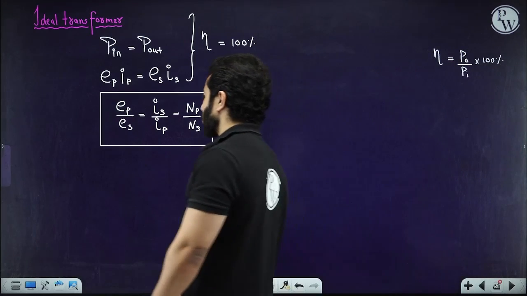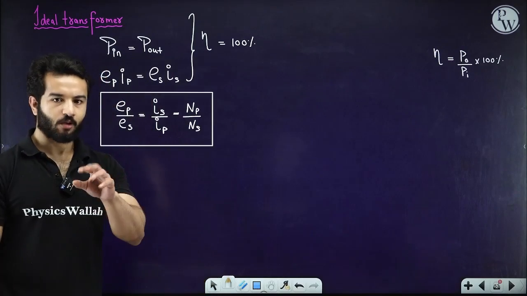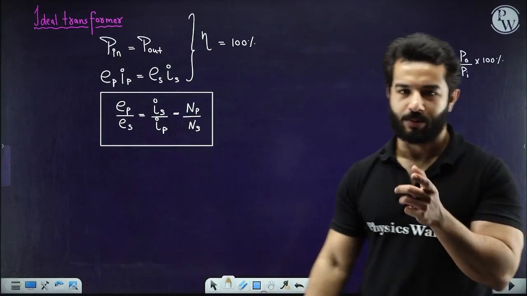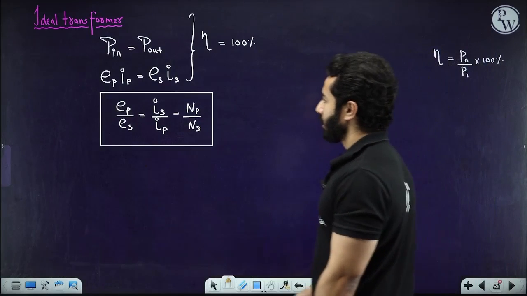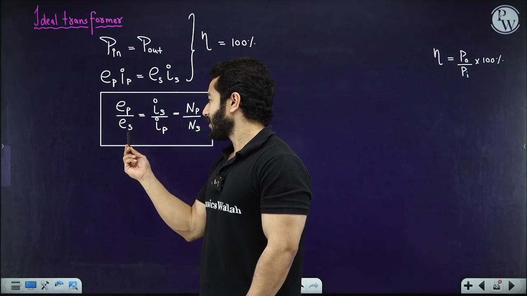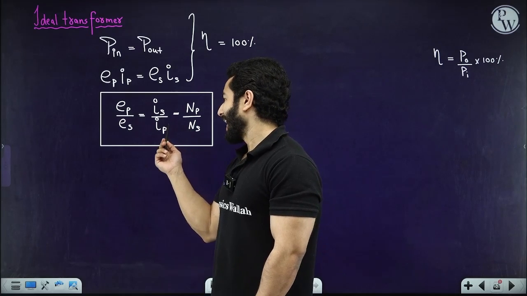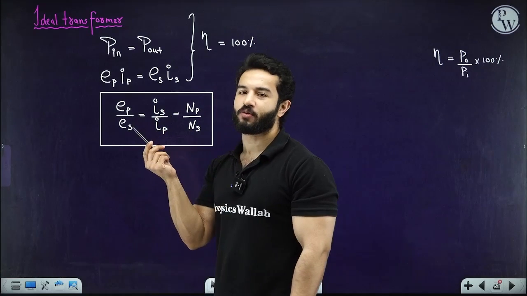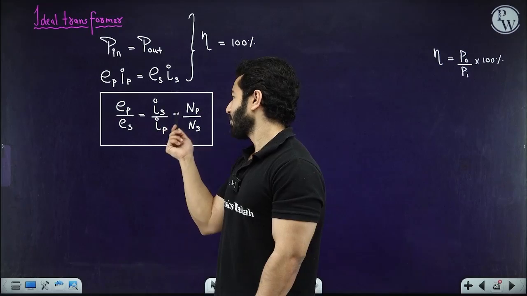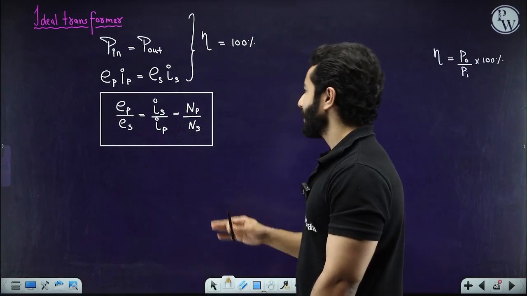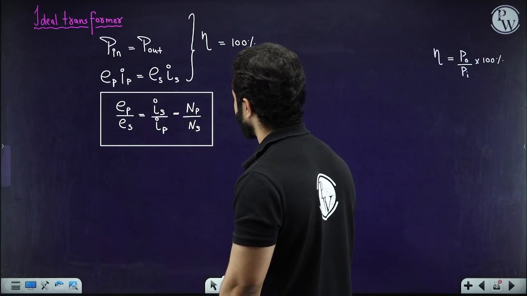right? So if you want the voltage to step up, if you want Es to be greater, then increase the number of turns in the secondary coil, and that will decrease Is. That's what we have talked about, right? So that will decrease the current through the secondary coil. So this is the ideal transformer case.